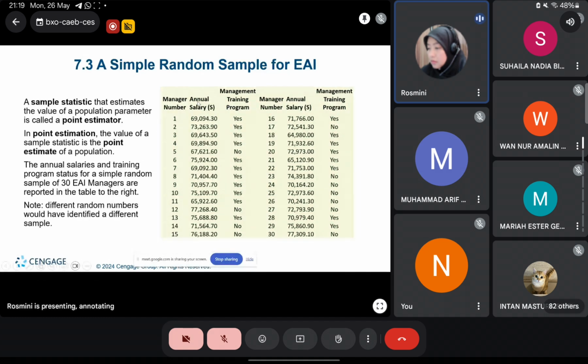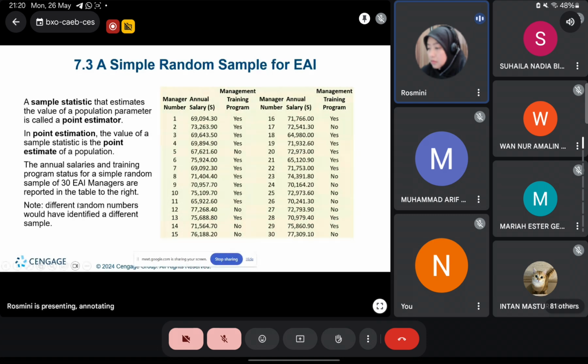So you have two parameters here. One is the annual salary, one is the training program. So we are looking at this number here. A sample statistic that estimates the value of a population parameter is called a point estimator. In point estimation, the value of a sample statistic is the point estimate of a population parameter. So don't get confused with all these terms. So this is what we want to find out, the salary and the training program.